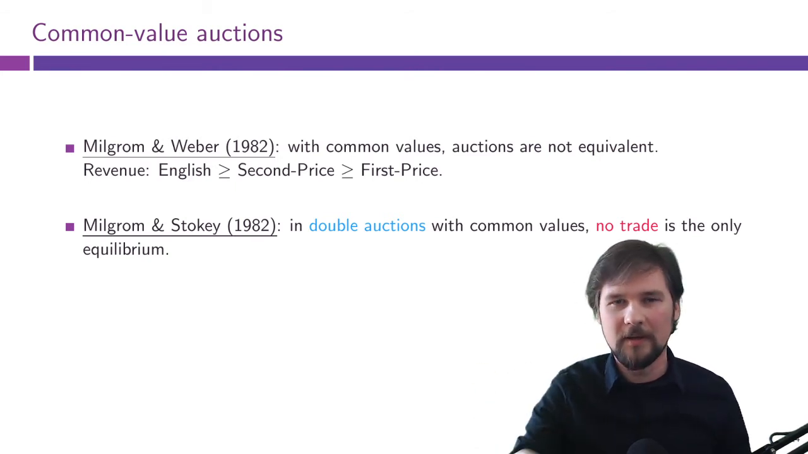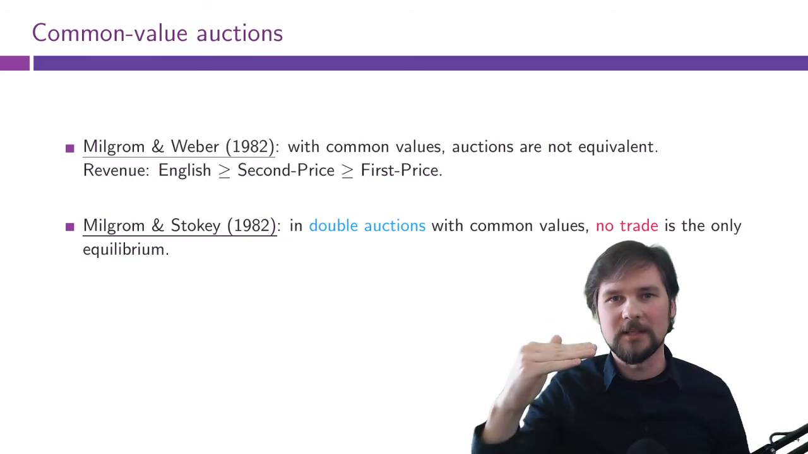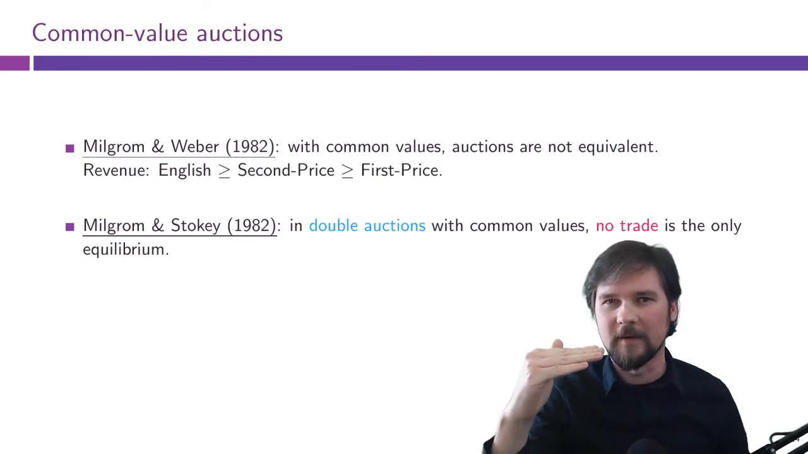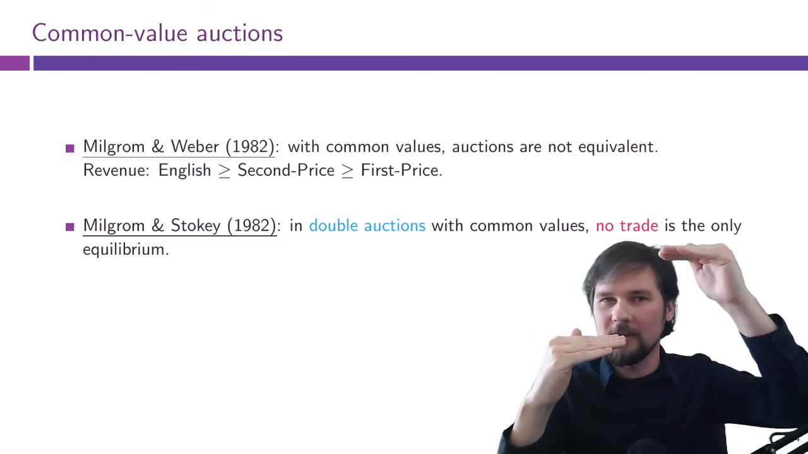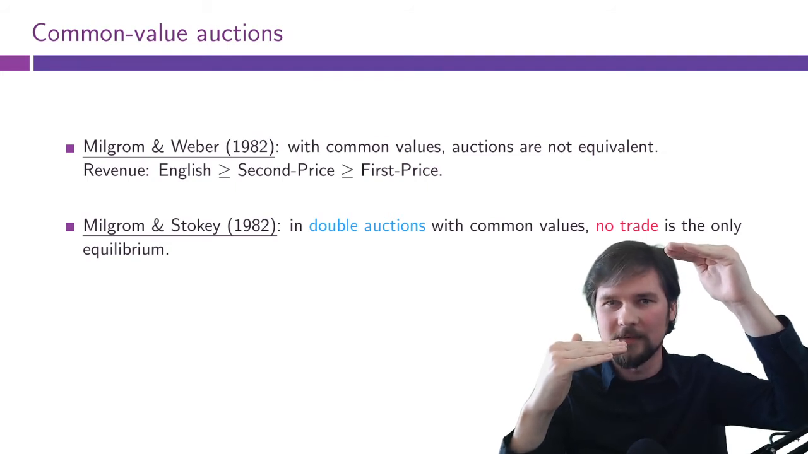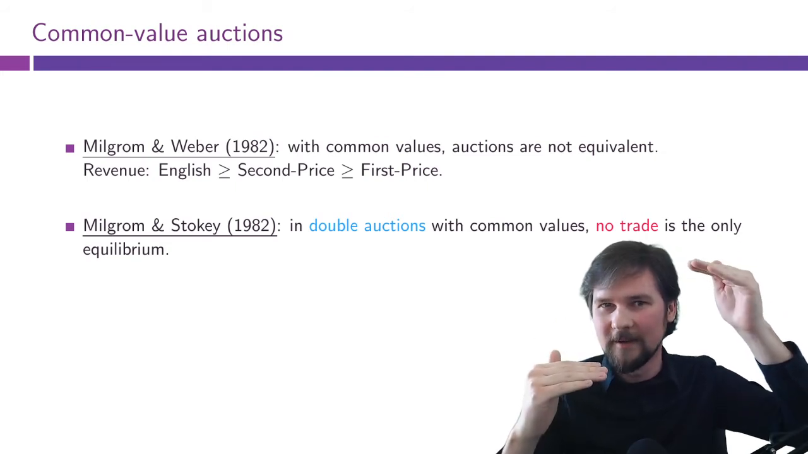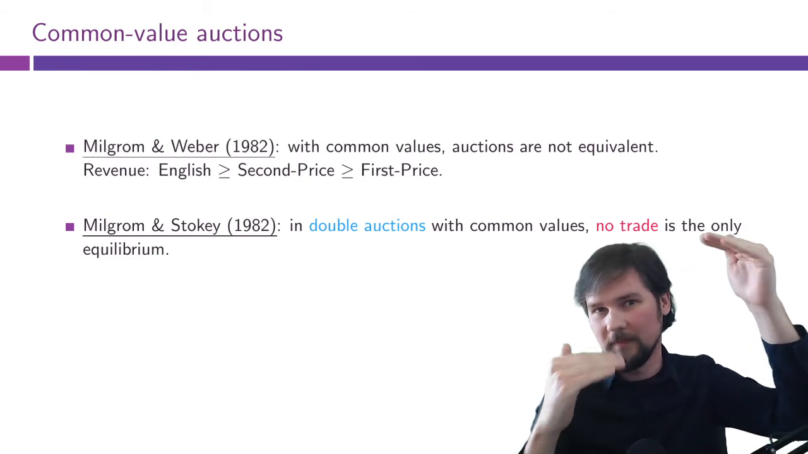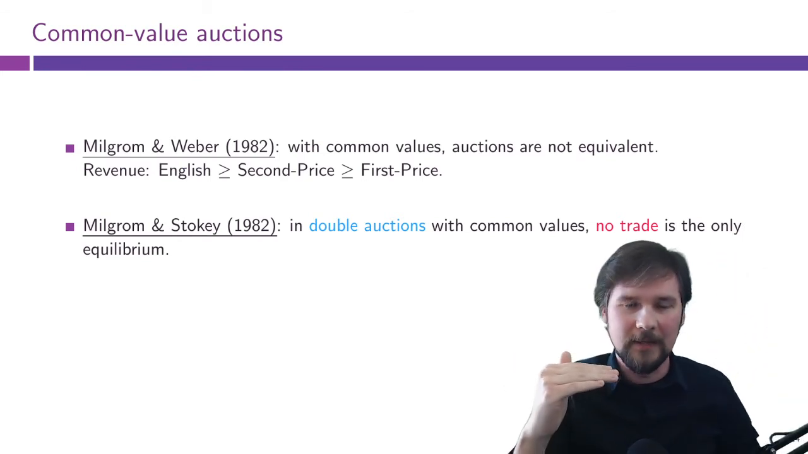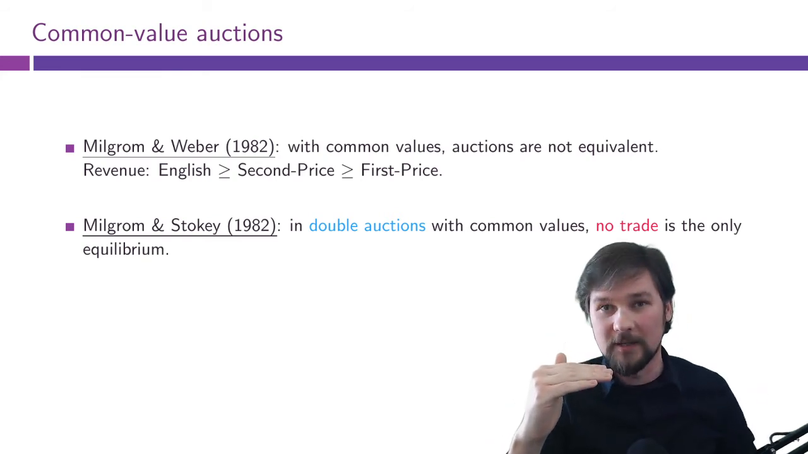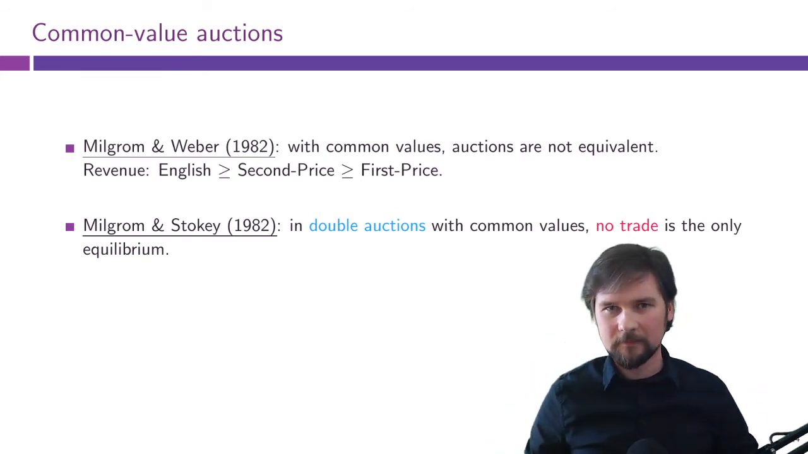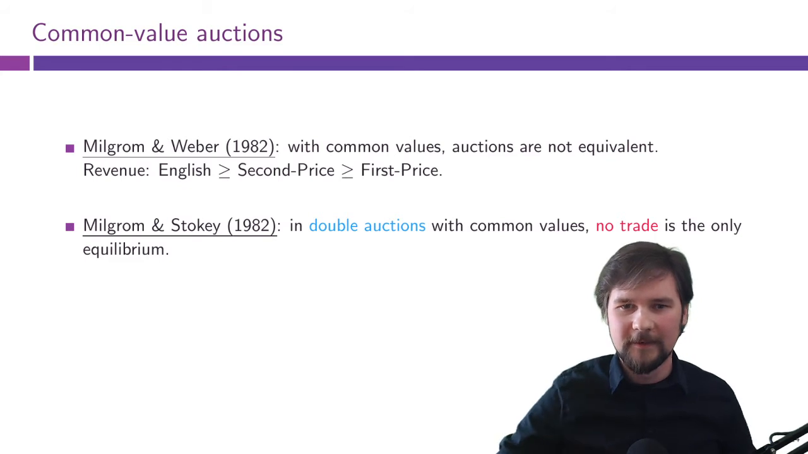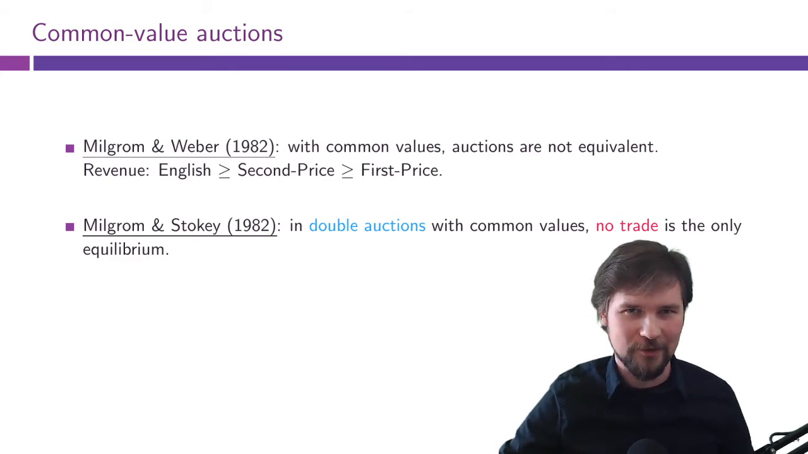You should think, if I want to buy the stock at this price, then I have the information that the value of the stock is probably above this price. Then why should you sell it? You'd better keep the stock to yourself, because then you get a stock that's worth a lot, and you do not get that. But you would get a very low price if you decided to sell it to me. So a very intriguing result about common value auctions, let's say that.